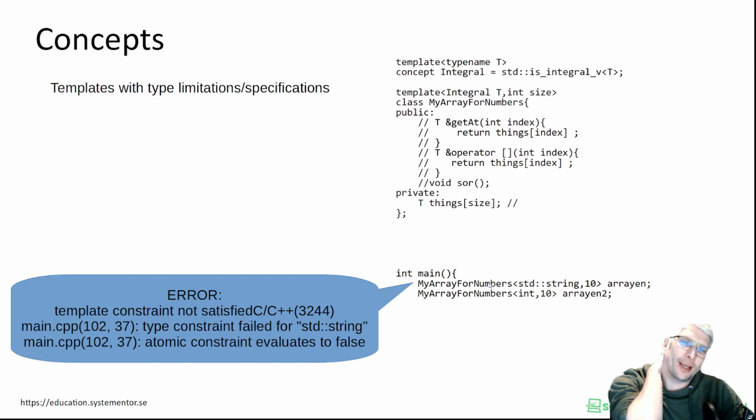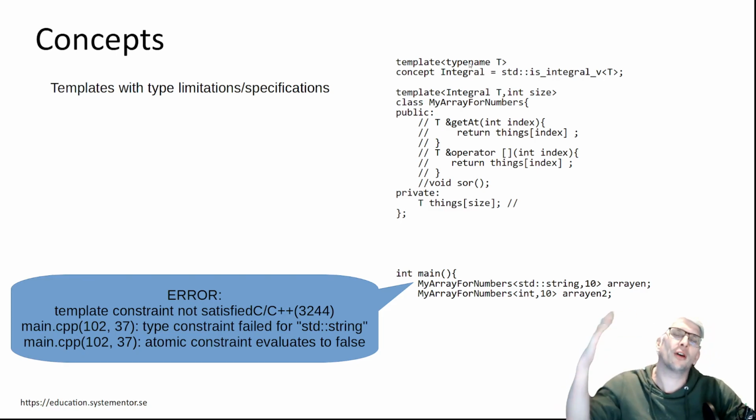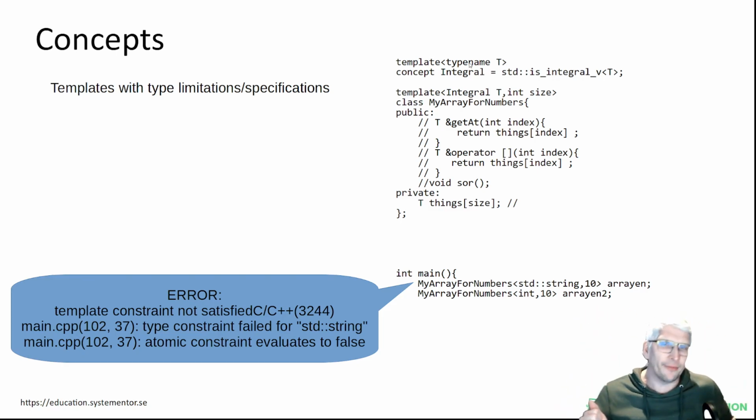If we look at VS Code, we will get the red squiggly here, and it will say something like template construct not satisfied. Type concept failed for std::string, so you can't use that string because it has to be an integral. The concepts could be really advanced, so you could say things like, okay, it could be an integral or a float. You could use multiple types together.